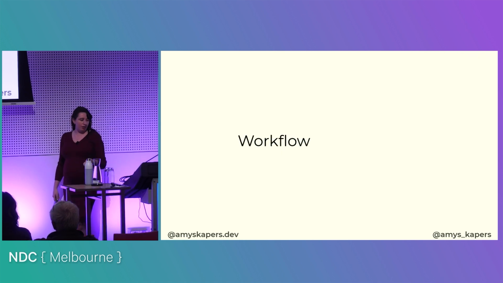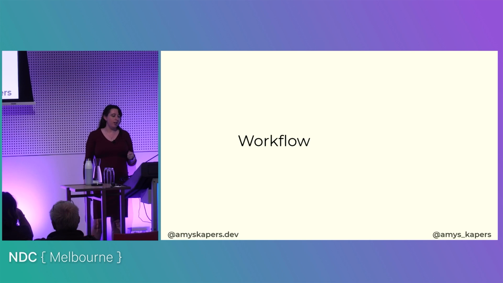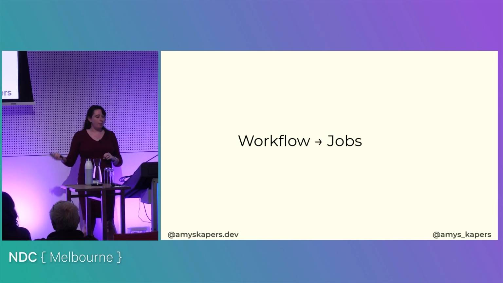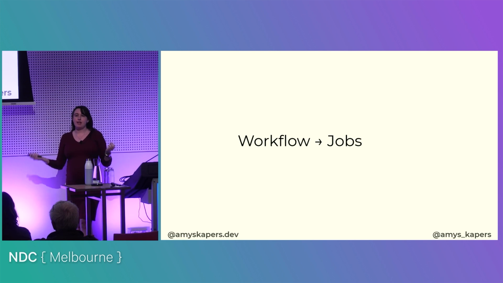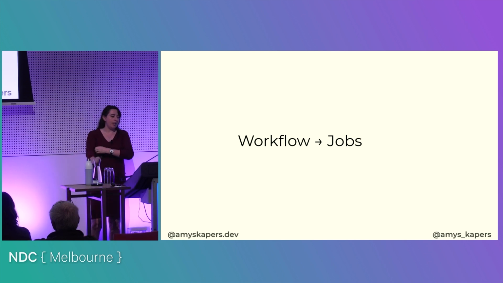Each workflow or GitHub action runs one or more jobs. By default, these jobs will all run at the same time, but you can get them to run one after another. And each job is made up of a number of steps, which will run one after another.